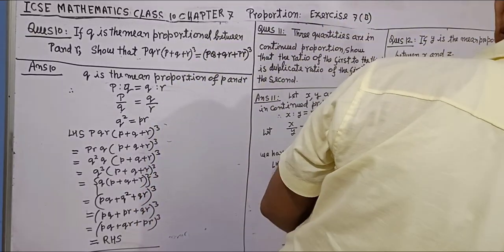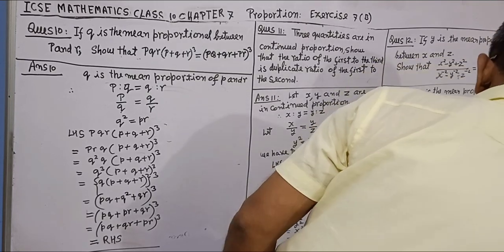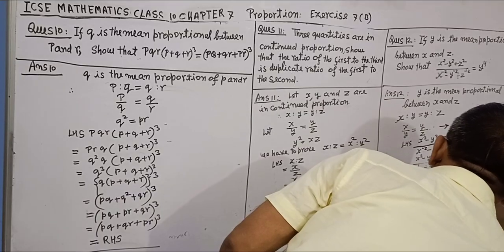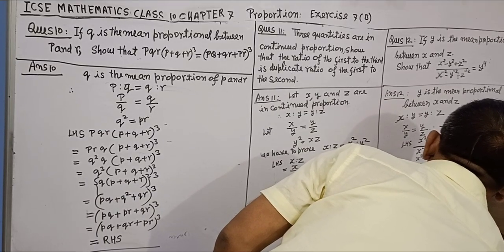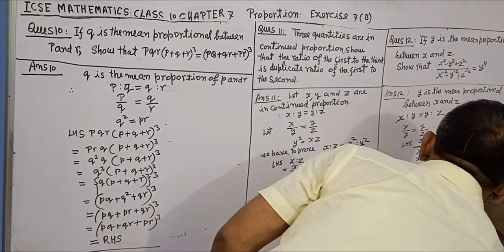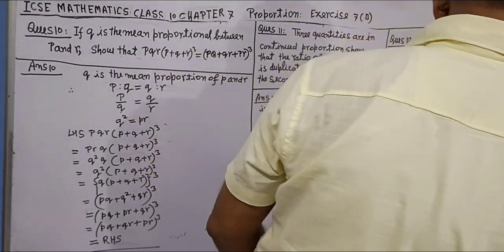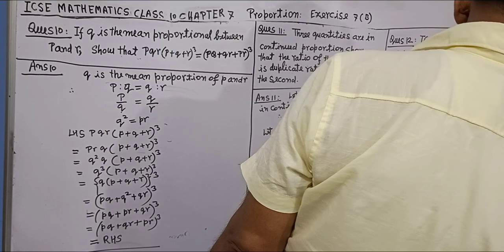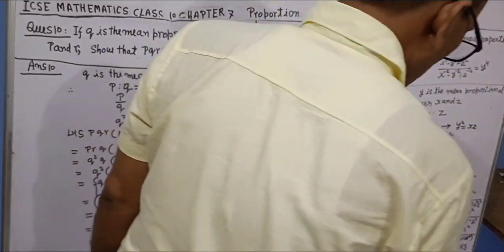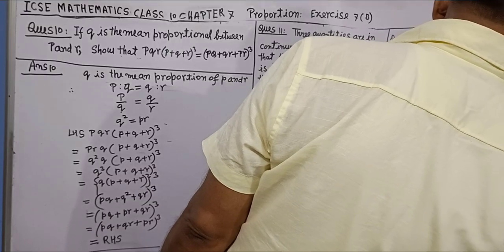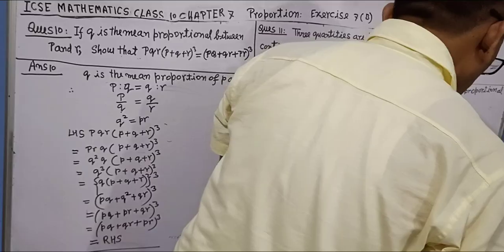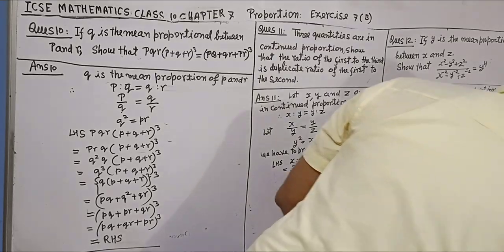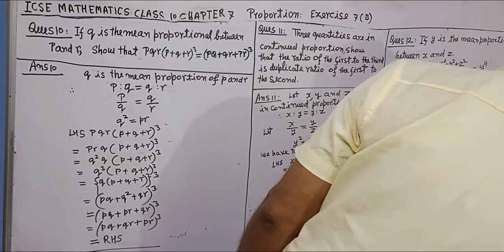So x square minus y square plus z square by 1 into x square y square z square upon y square, common, z square plus x square minus y to the power 4, because y square is equal to xz, so x square z square is equal to y to the power 4, and y square is common.